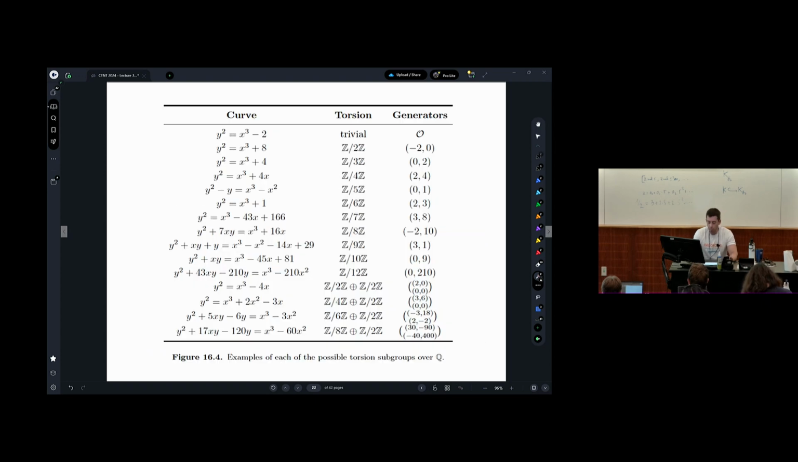So here are examples of elliptic curves with each one of the possible torsion subgroups and a generator. This means that, for example, for this elliptic curve, the group of order 12 is generated by the point (0, 2, 10). For this one that is not cyclic, there are 2 generators, the point (2, 0) and the point (0, 0), which generate the torsion subgroup isomorphic to Z mod 2 cross Z mod 2.